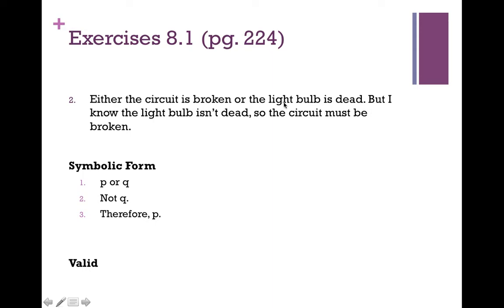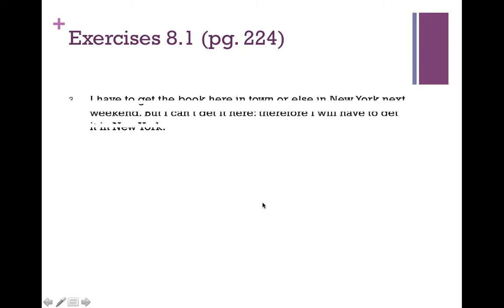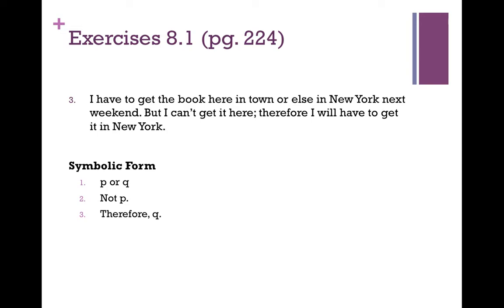So P or Q, and notice here that Q represents the light bulb is dead, and then but I know the light bulb isn't dead, so if Q represents the light bulb is dead, then not Q is going to represent this sentence, and then so the circuit must be broken, which is P. This is valid. Number 3: I have to get the book here in town or else go into New York City next weekend, but I can't get it here, therefore I will have to get it in New York. And this is P or Q, not P, therefore Q, and this is also valid.